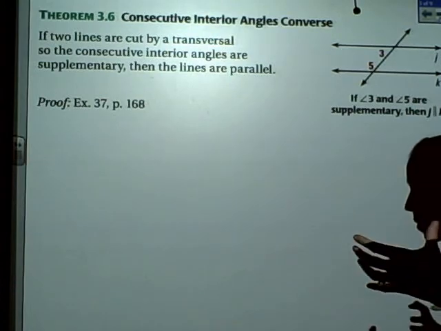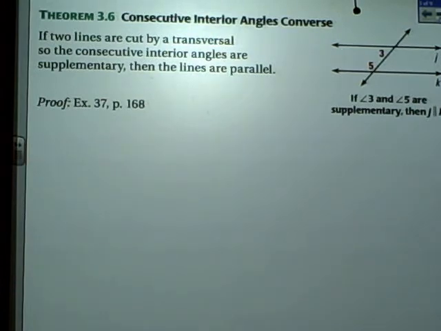Okay, here's another theorem. Don't worry, we'll get to some more examples in just a second. This is the consecutive interior angle converse theorem. Okay, it should go in your theorem section. It says if two lines are cut by a transversal so that the consecutive interior angles, now here's a case where they are not congruent, but they are supplementary, meaning they add up to 180 degrees. Okay, then the lines are parallel.